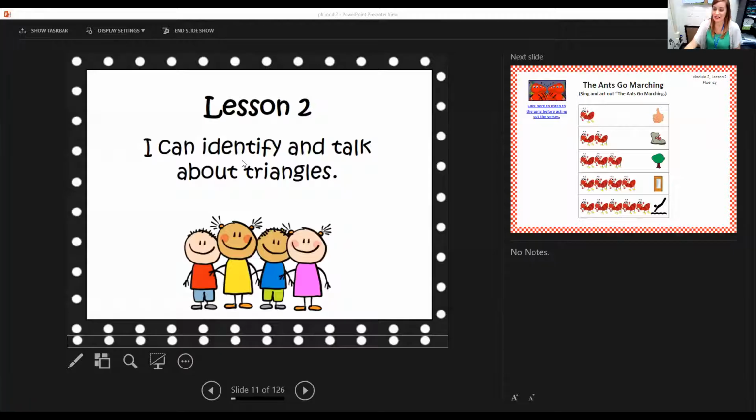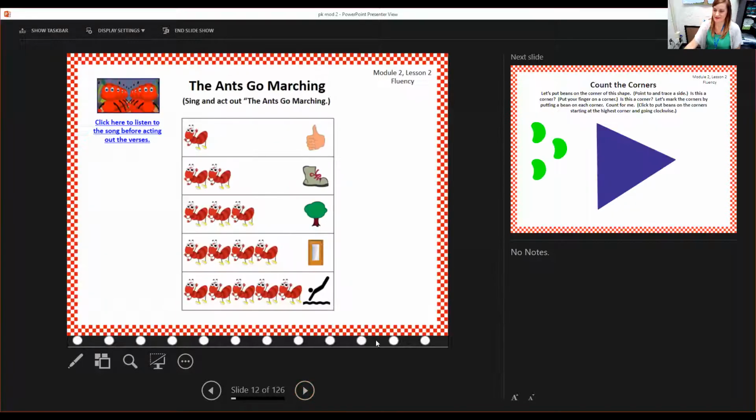Okay, it's time for our math lesson. We are going to be identifying, analyzing, sorting, and comparing triangles. Let me share my screen. An easier way to say it is I can identify and talk about triangles. We're going to start by doing our Ants Go Marching song.